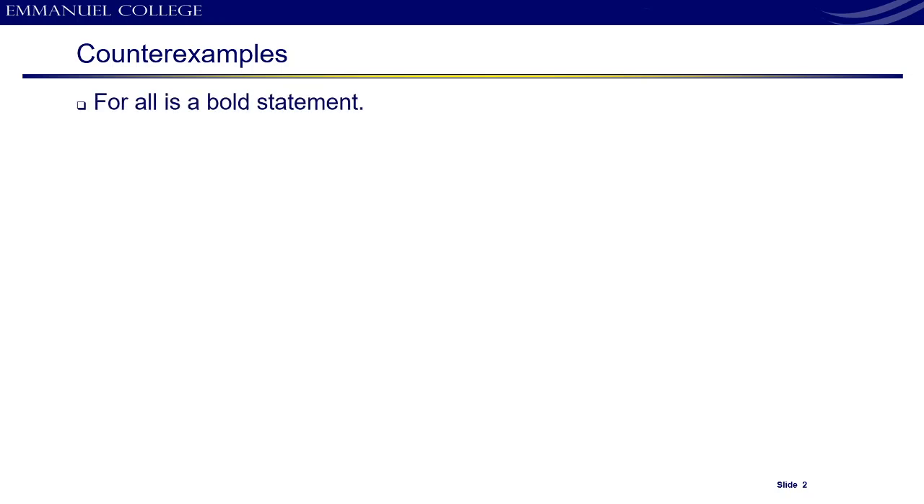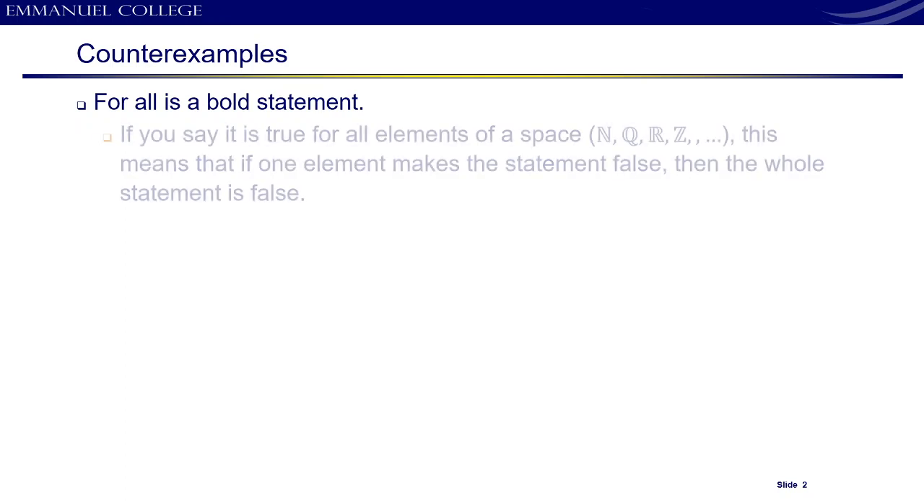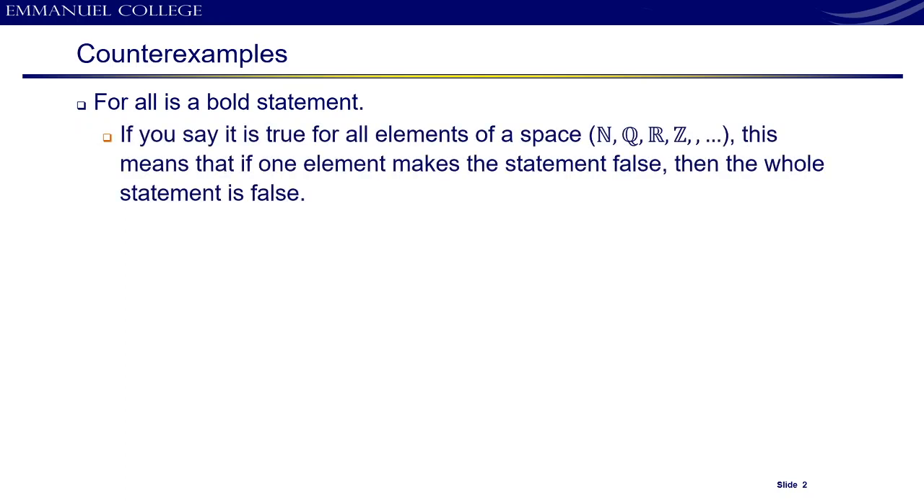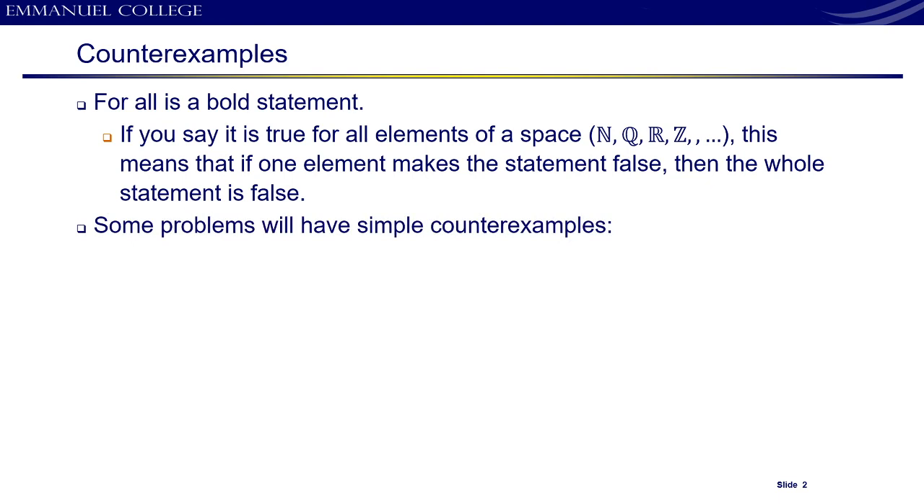So the way I like to think about it is, for all is a very bold statement. If you say it's true for all elements of a space, this means that if one element makes the statement false, then the whole statement is false. Like I said, you say all the natural numbers, I use 237 and it doesn't work, the whole statement is false. If it's rational numbers and I pick, let's say, 71 over 3, there's a very specific reason for that that will come up later, and it doesn't work, then that's a counterexample. So some problems have very simple counterexamples.